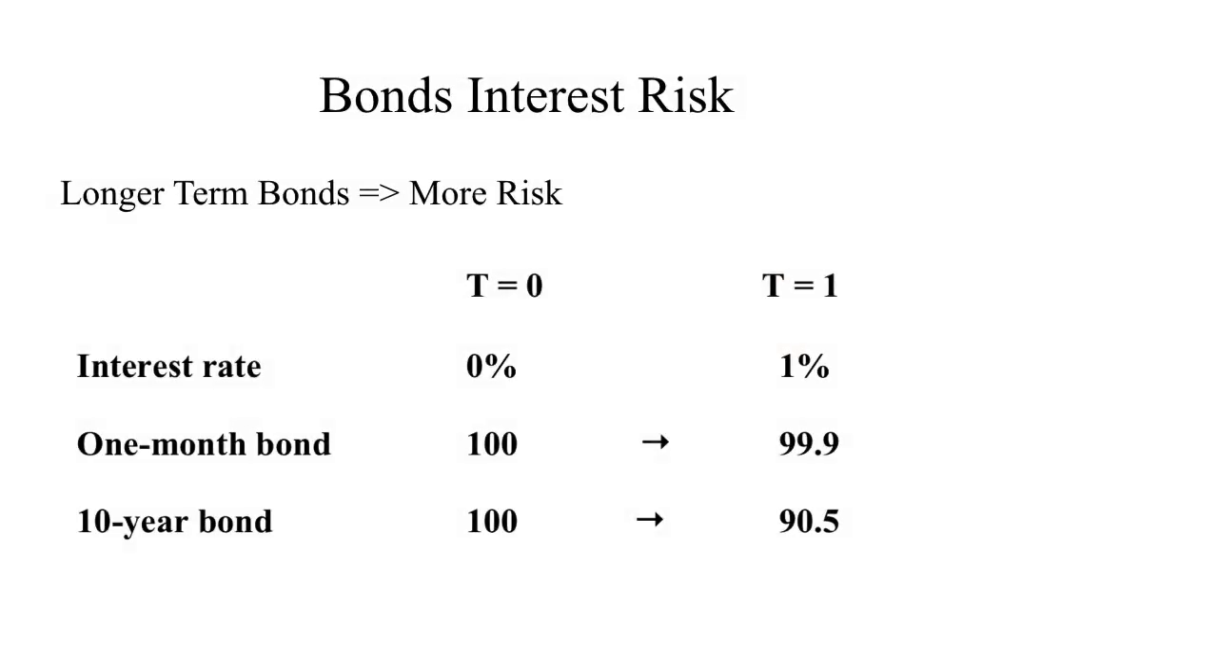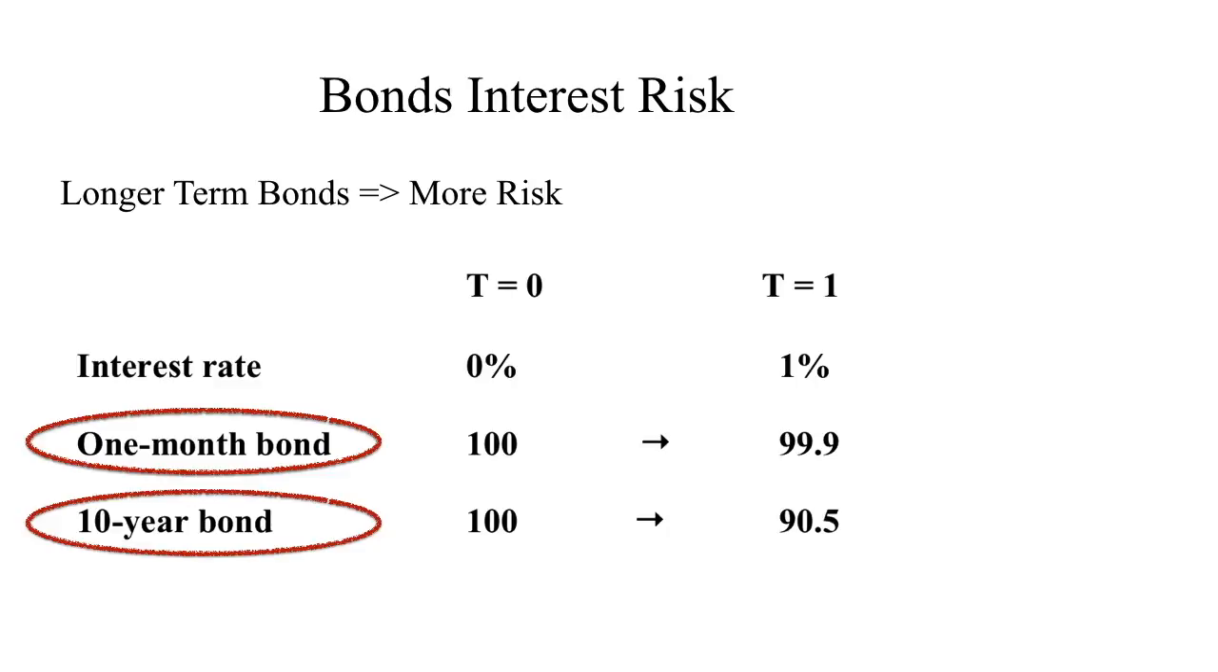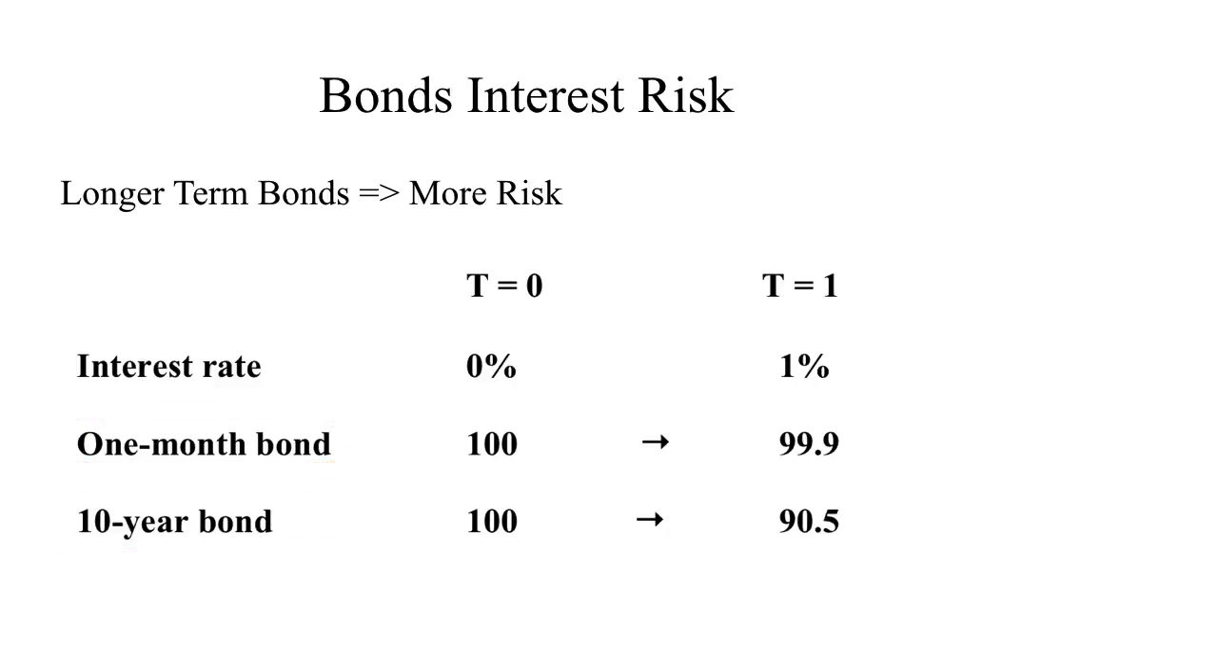So here's an illustration of the bond interest risk and why longer term bonds are riskier. Imagine you have the scenario where you have a 1-month bond and a 10-year bond. Let's say they're both zero coupon, so they don't pay interest but pay the full amount back at the end. Let's say they're zero interest rate and they both trade at 100, so they're both worth 100.